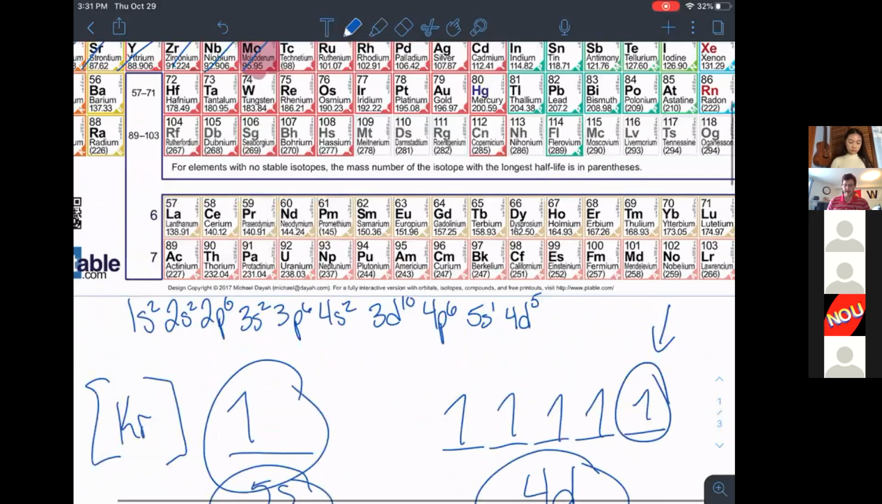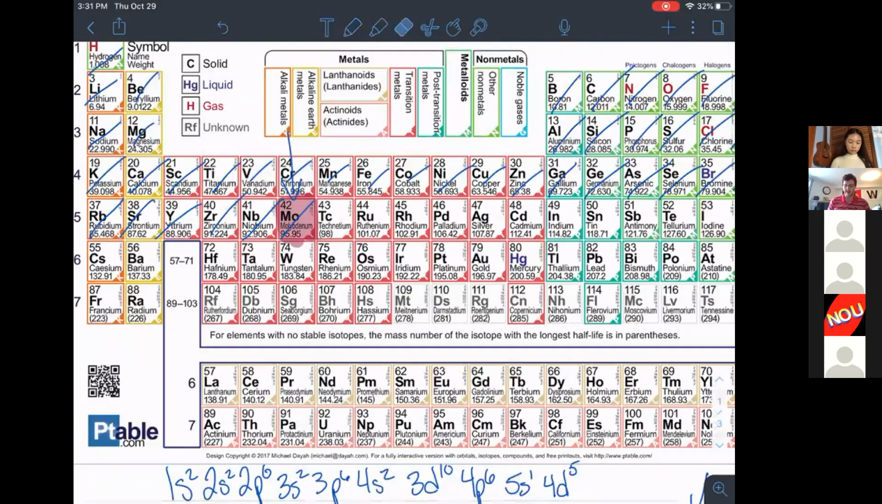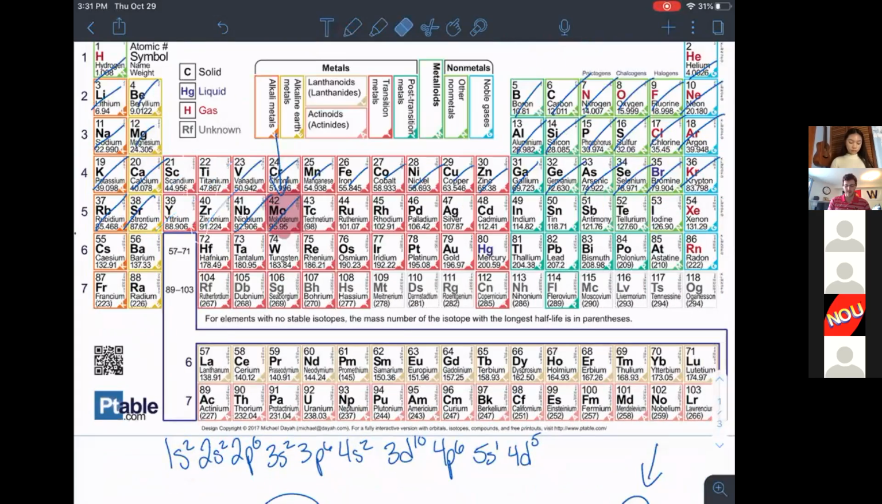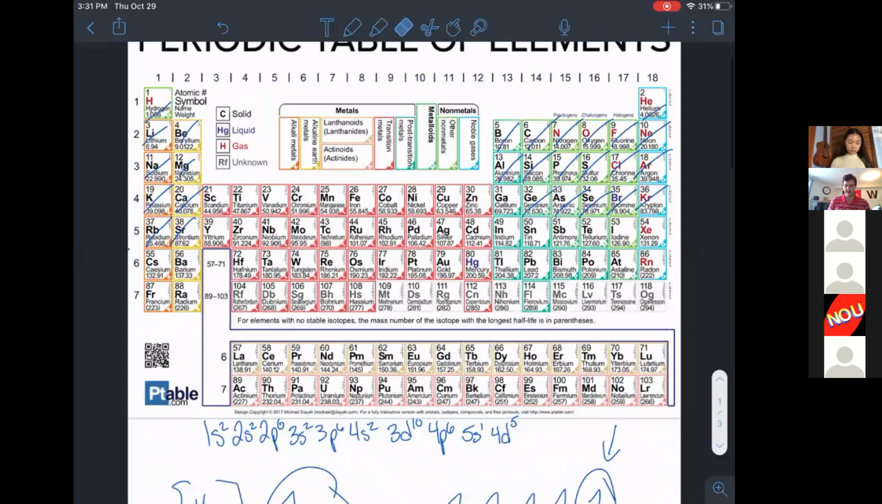Can anybody take a guess, if we had to guess from the periodic table, any other ones that might be in our special case besides just molybdenum? Any other elements you can think of? Copper. Copper, all right. Yes, that is a special case because it's got 9.